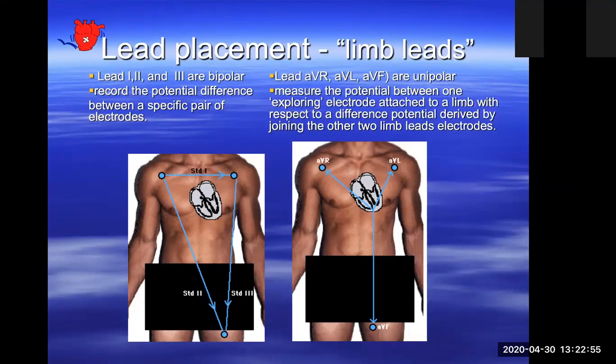AVR, AVL and AVF are called augmented unipolar leads. They are basically unipolar leads with reference to the center of the heart. AVR is attached to the right arm, AVL to the left arm, AVF to the left leg. Anatomically, the chest leads look at the anterior wall, so if there is abnormality, particularly in the T segment, like ischemia or infarction, you can say this is anterior ischemia or anterior infarction. While leads like 2, 3 and AVF look at the heart from below, they look at the inferior wall. So ischemia or infarction changes in those leads tell you that the problem is in the inferior wall of the heart.